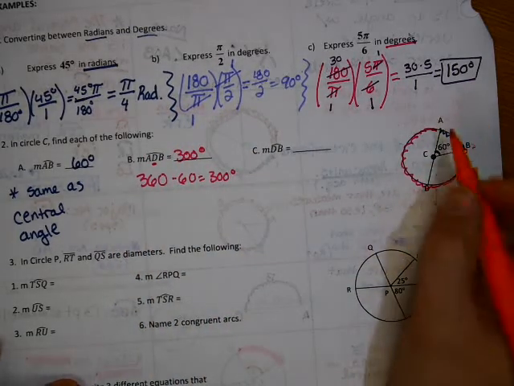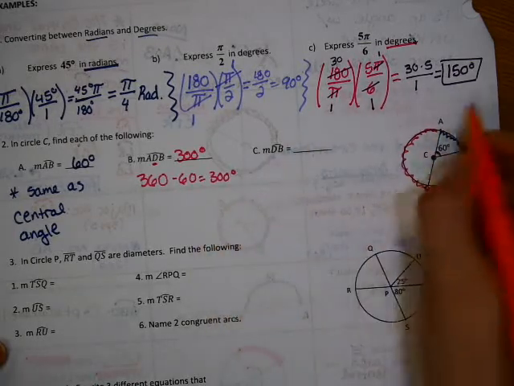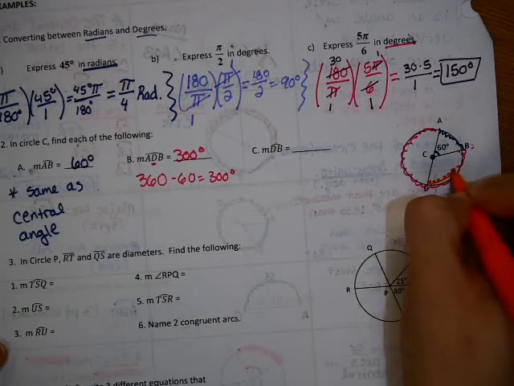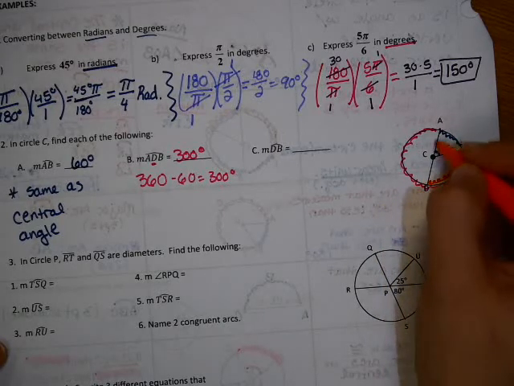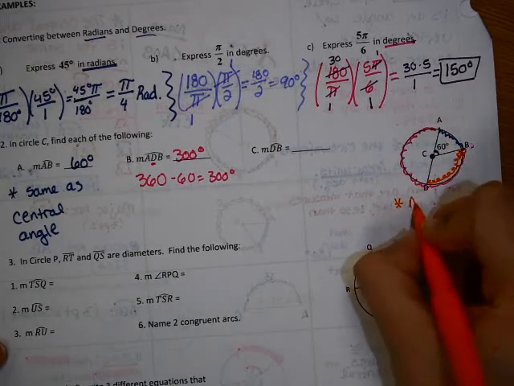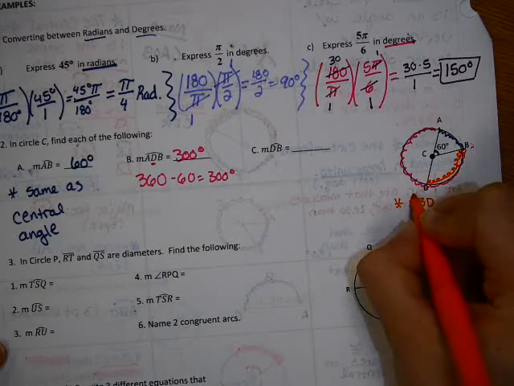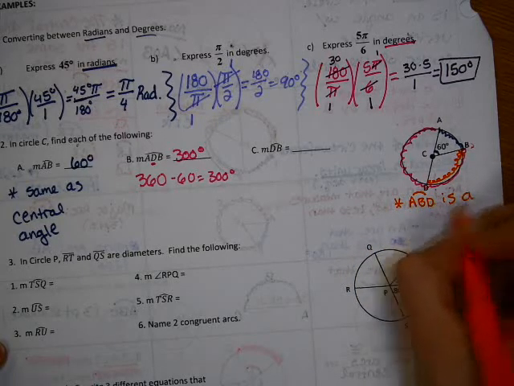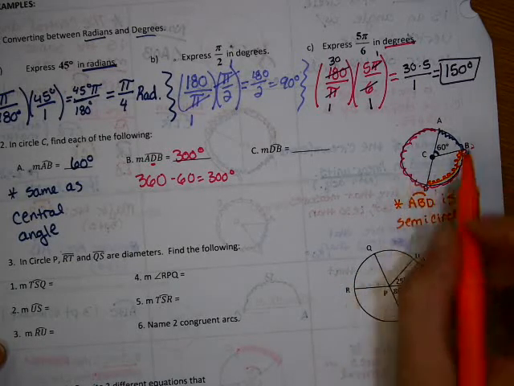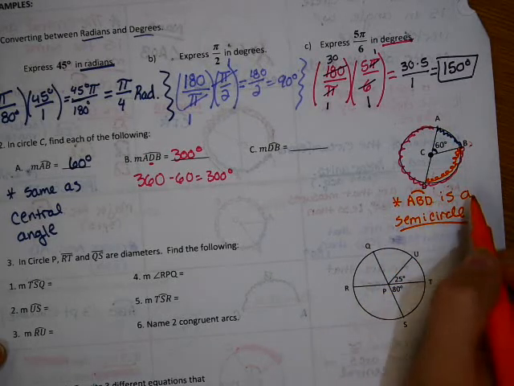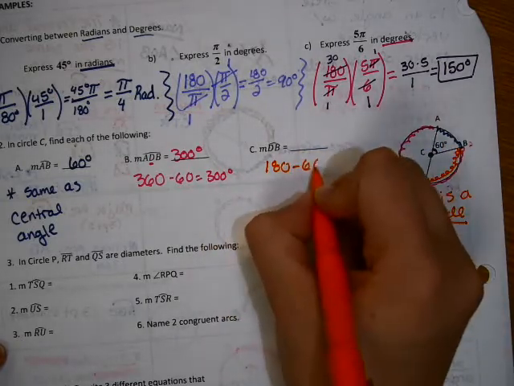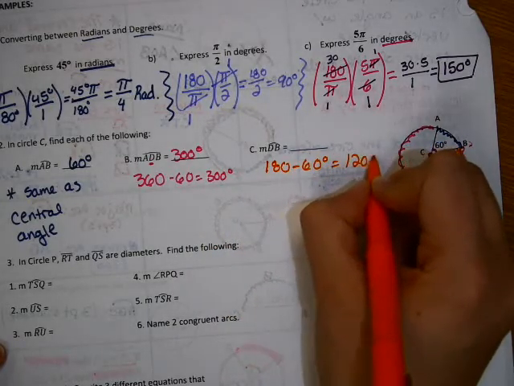All right, last but not least, part C, we have find the measure of DB. Notice here that we have a diameter which creates a semicircle. So arc ABD is a semicircle, and I'm going to use that because a semicircle is exactly 180 degrees. So I'm going to take 180 minus 60, and I get 120 degrees.